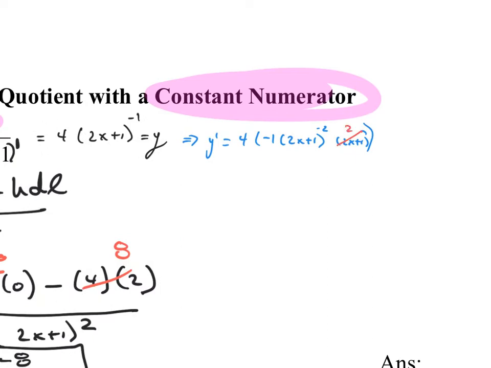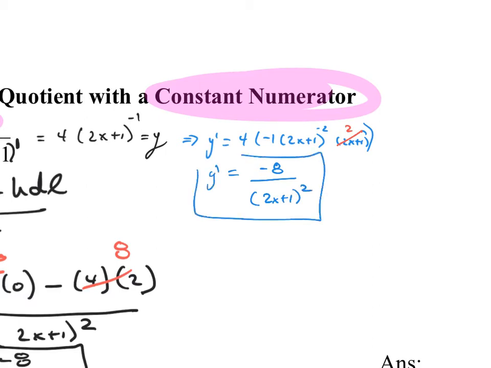So putting this all together, what do we have? Well, 4 times 2 is 8, so we'd have an 8 on top. We also have that negative 1, so that's a negative 8 on top. And then we have 2x plus 1 raised to the negative second power. Again, with a negative exponent, you throw it into the denominator, and you'd have 2x plus 1 squared.